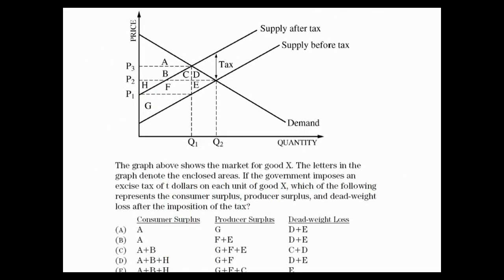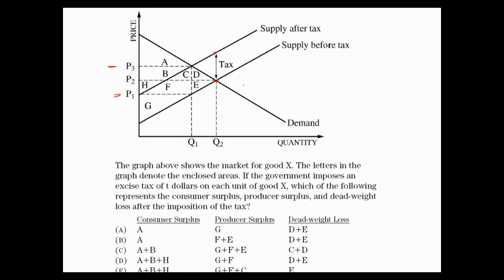Let's take a look at this one here. This one says the graph above shows the market for good X. The letters in the graph denote the enclosed areas. If the government imposes an excise tax of T, which is from here to here, which we could say is from here to here because the two lines are parallel, which of the following represents consumer surplus, producer surplus, and deadweight loss after the taxes are imposed?